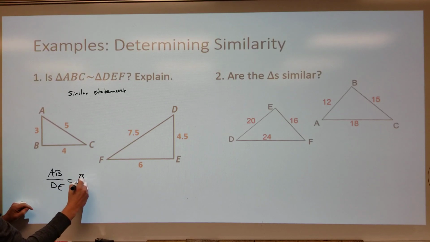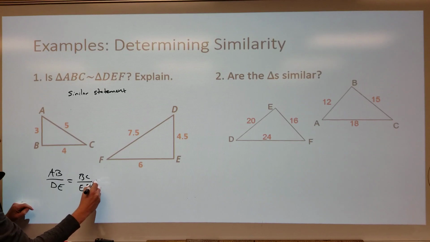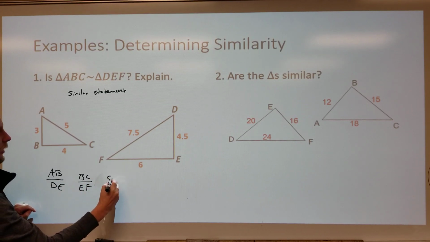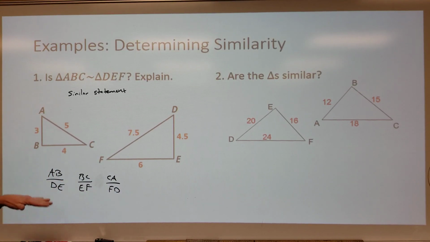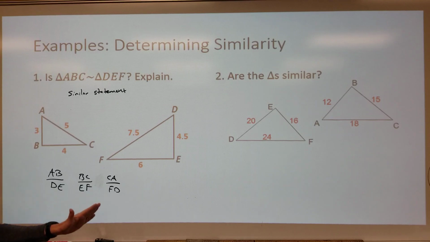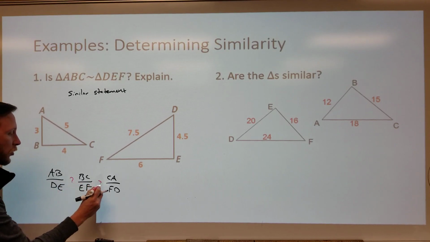And we're supposed to have segment BC and segment EF. And actually we don't know if these are equal yet. We're going to find out if they're equal. And we have C back to A is F back to D. We want to confirm that these ratios are in fact equal to each other. So we're kind of asking the question, are these equal to each other?